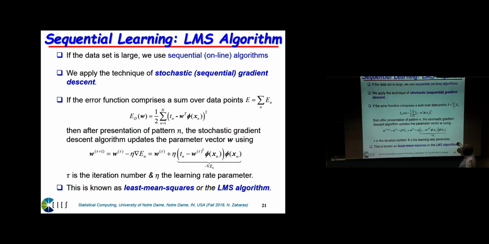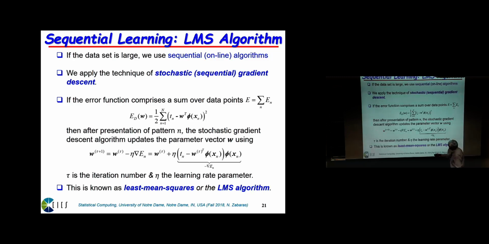So how do you minimize? You set the derivative of this with respect to W equal to 0, and you solve for W. Now, let's forget the summation and treat one data point at a time. Take the derivative with respect to W. What do you get? Because this is squared, you're going to get Tn minus W transpose phi times phi at xn. So what is the online learning algorithm for W?